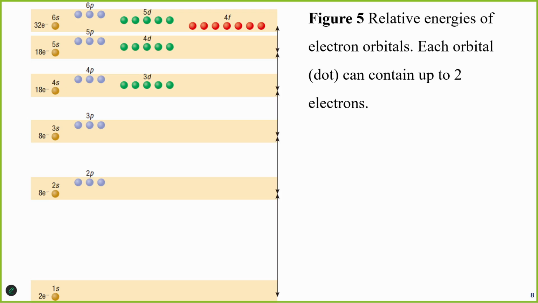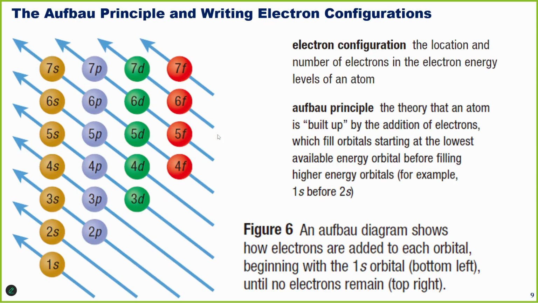Okay, next let's have a look at the Aufbau principle and writing electron configurations. We can apply the quantum mechanical model to show how the electron arrangements in atoms in the ground state account for the organization of the periodic table. The location and number of electrons in the energy levels of an atom or ion is called electron configuration.